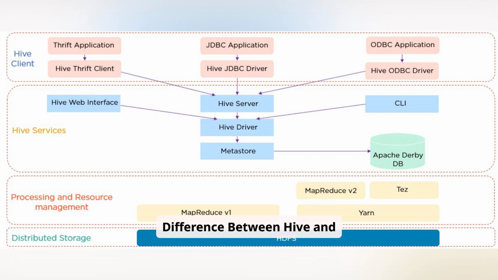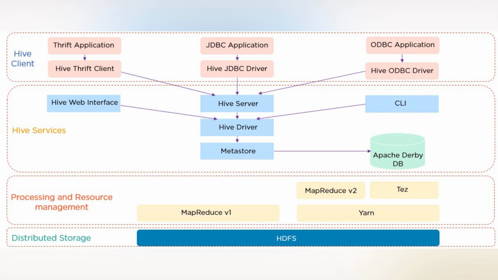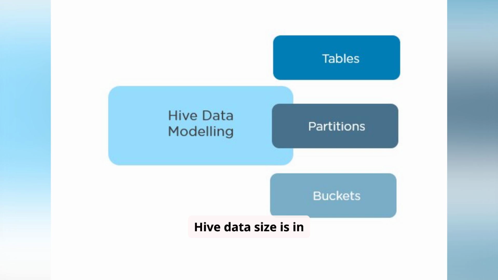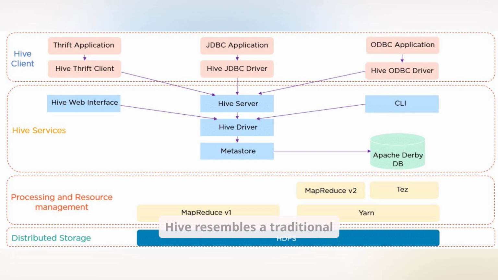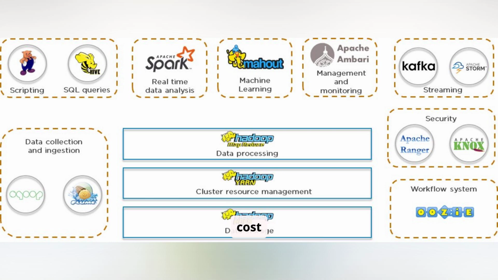Difference between Hive and RDBMS. RDBMS, which stands for Relational Database Management System, also works with tables. But what is the difference between Hive and RDBMS? Hive enforces schema on reading. Hive data size is in petabytes. Hive is based on the notion of write once and read many times. Hive resembles a traditional database by supporting SQL, but it is not a database, it is a data warehouse. Easily scalable at low cost.